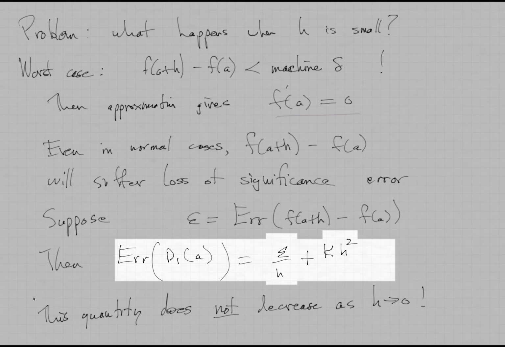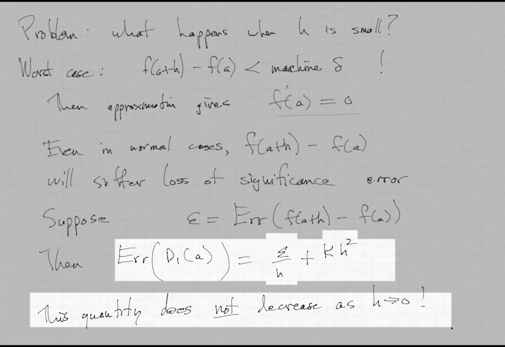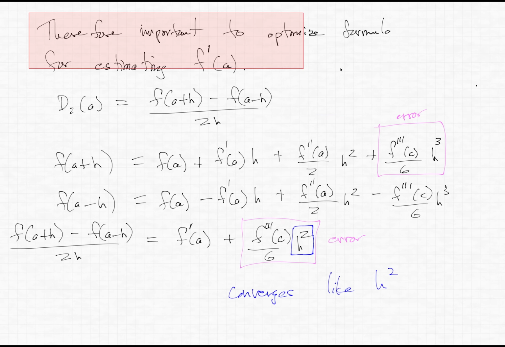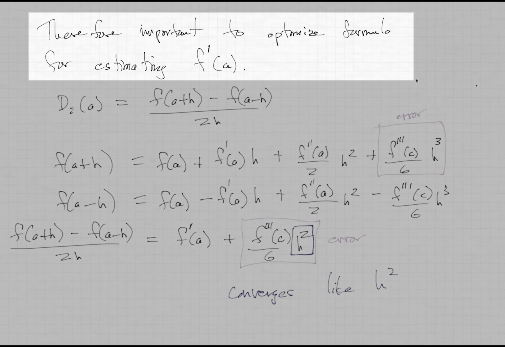The important moral to take from this is this: smaller is not necessarily better in this case. Making h smaller does not necessarily reduce your error. In fact, beyond a certain point, reducing the size of h actually increases the error. So we cannot simply get better and better approximations by reducing h, and we have to be very careful about that. That means it's going to be important, for computing derivatives, to get a really optimal formula that we can use to calculate derivatives.